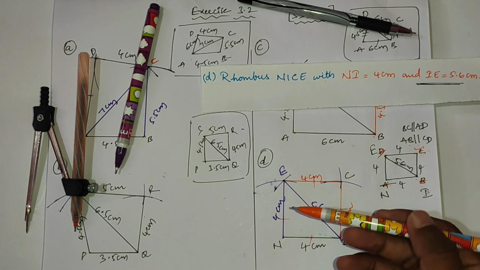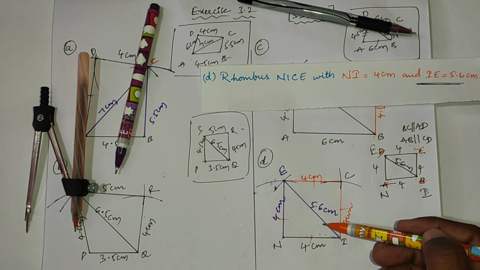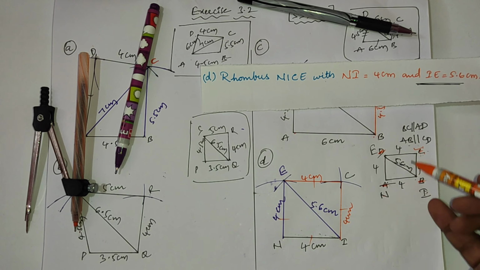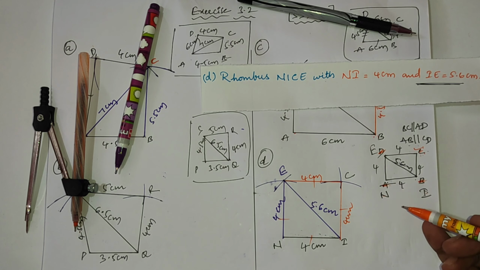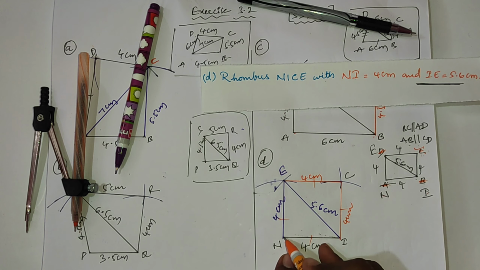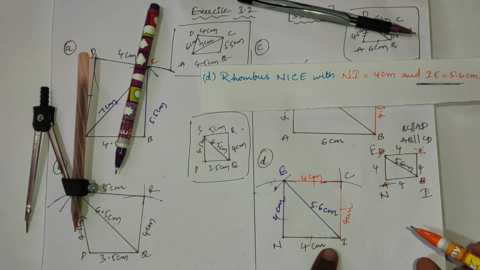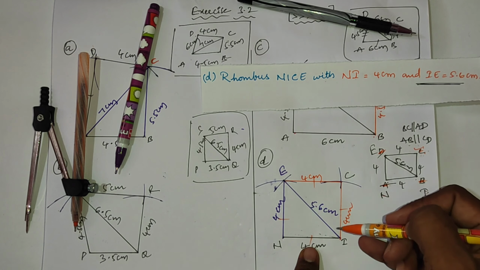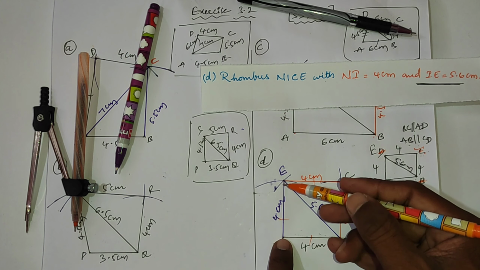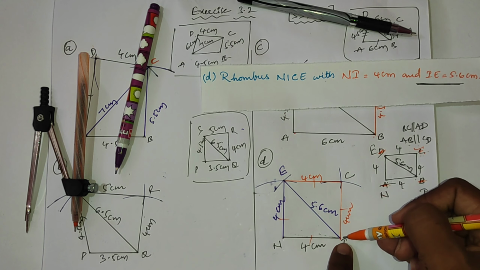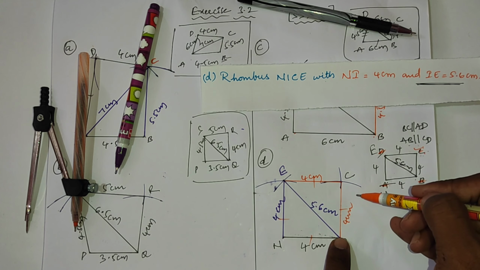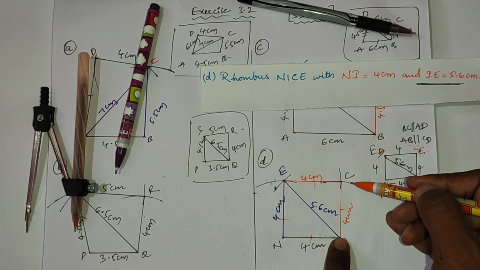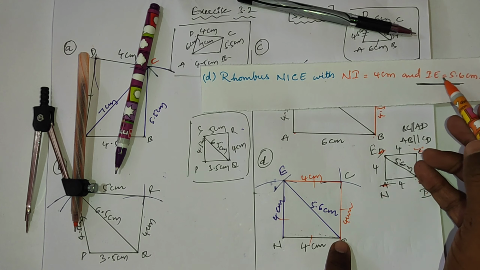Okay, once again we'll see the construction steps here. So first what did we do? We drew a rough sketch first, with the given measurements as a rhombus. Then we constructed a line segment NI as 4 centimeters as given. Now taking N as center, we drew a 4 centimeters arc, and again with the center I, we drew a 4 centimeters arc. Okay, then we are going to draw a diagonal.